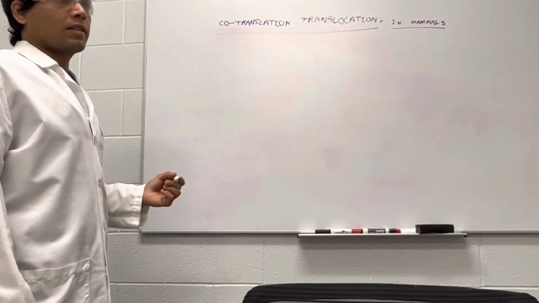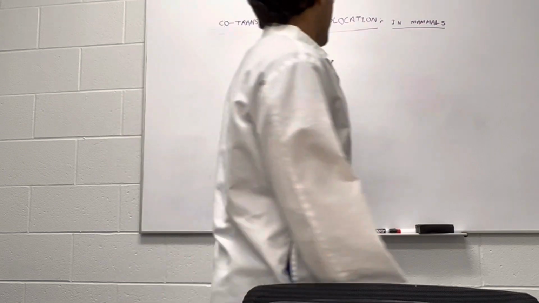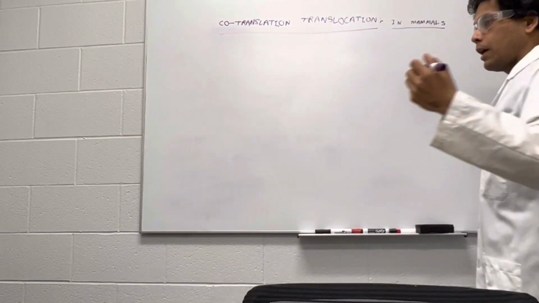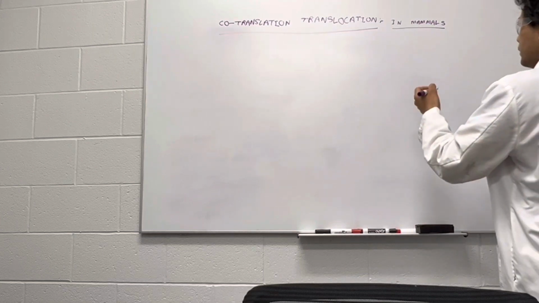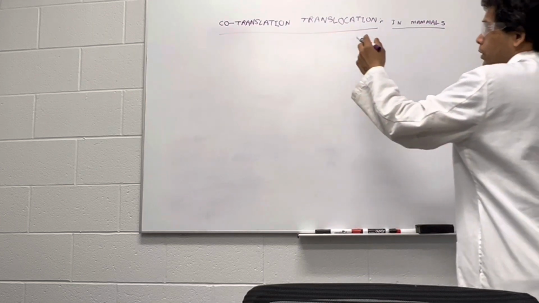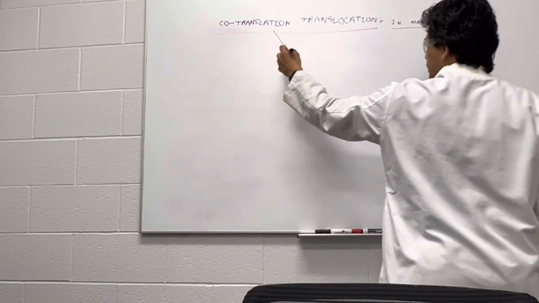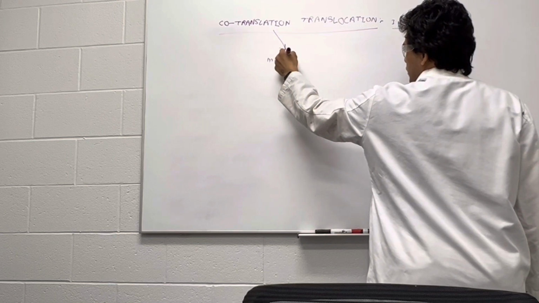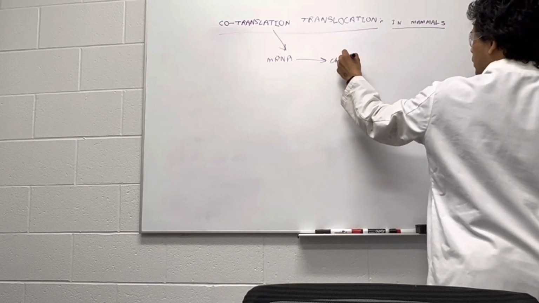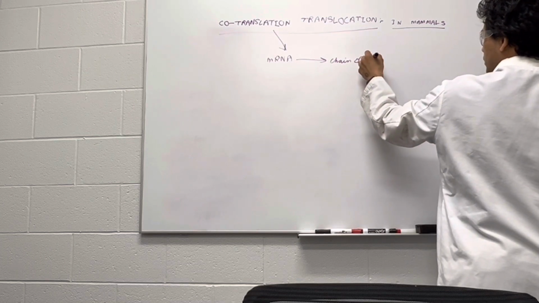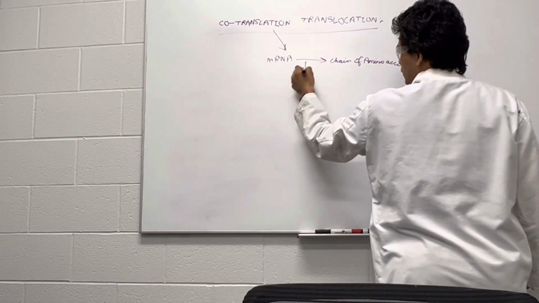In this video, we will discuss the co-translational translocation process in mammalian cells, and how this translocation occurs co-translationally. For translation, the important thing is that mRNA is converted to a chain of amino acids, or protein, with the help of ribosome.